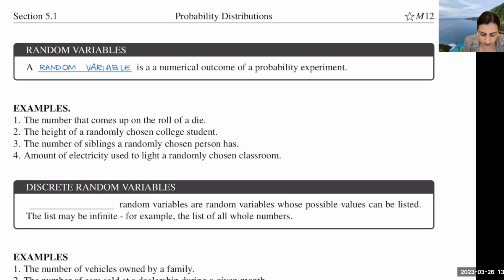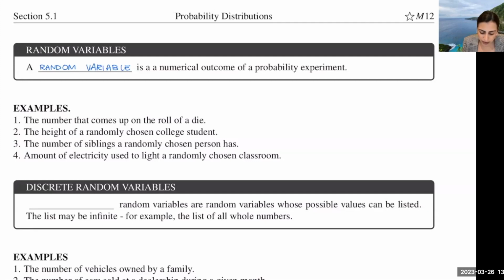The number of siblings a randomly chosen person has. Okay, so for example, if I was the chosen person, well, I actually have 4 siblings. Okay, so that value 4 would be considered my random variable, whatever this outcome is. The amount of electricity used to light a randomly chosen classroom. That's also an example of a random variable.